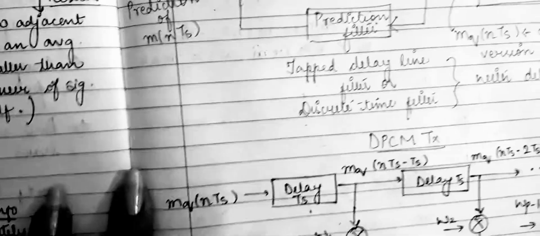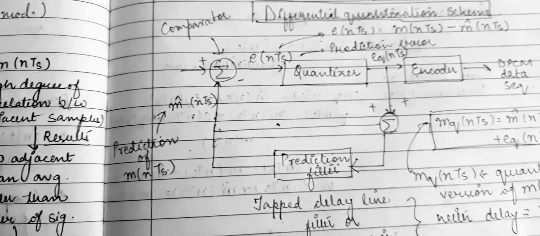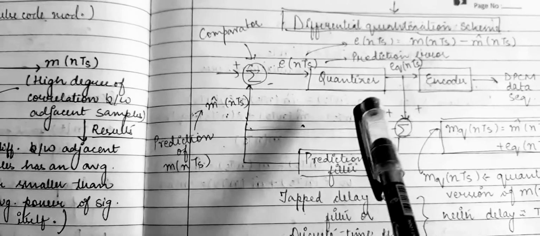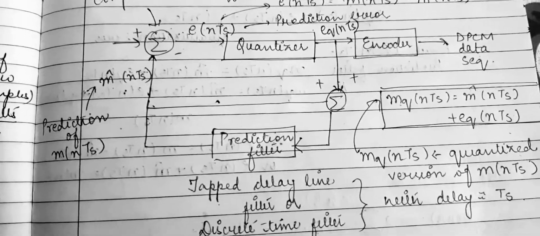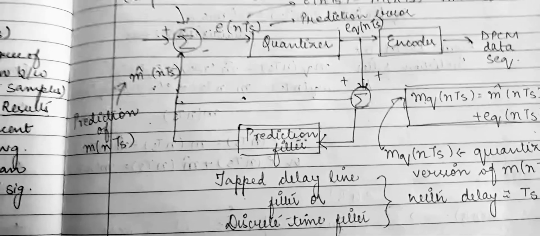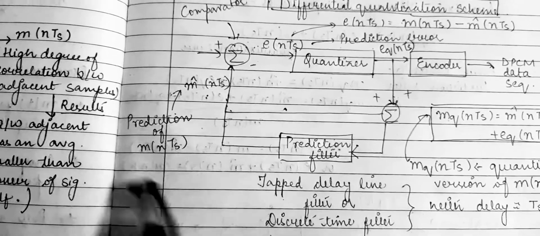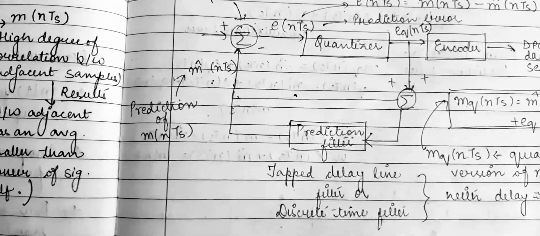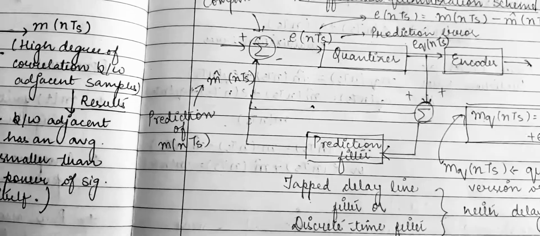Now coming to the DPCM transmitter. Here the transmitter consists of a comparator, quantizer, prediction filter, adder and encoder. So initially your message signal m(t) is applied to the comparator, that is the discrete version of m(t). So here we have the prediction of m(nTs), that is m-cap(nTs). Here the comparator compares the sampled version and the predicted sampled version.